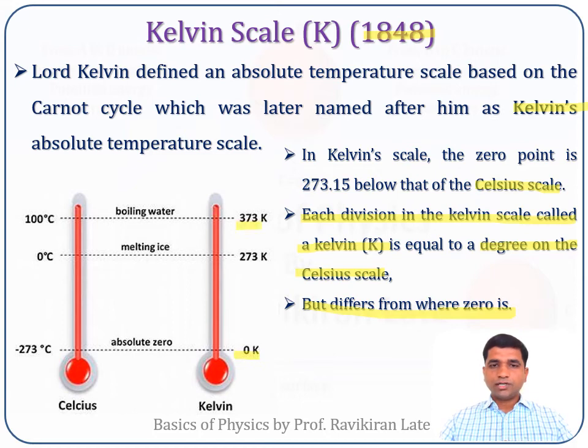to 373 Kelvin. The boiling point of water, which is 100 degrees Celsius on the Celsius scale, is 373 Kelvin on the Kelvin scale, and 273 Kelvin is nothing but 0 degrees Celsius. And 0 on the Kelvin scale, which is 0 Kelvin, is nothing but minus 273 degrees Celsius on the Celsius scale.